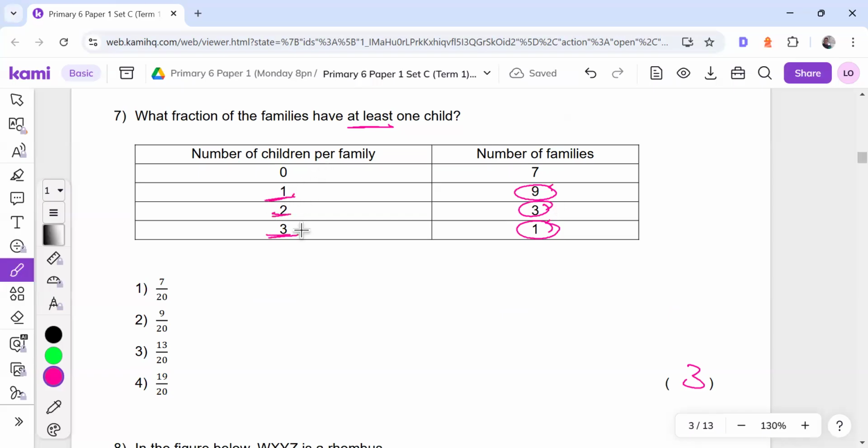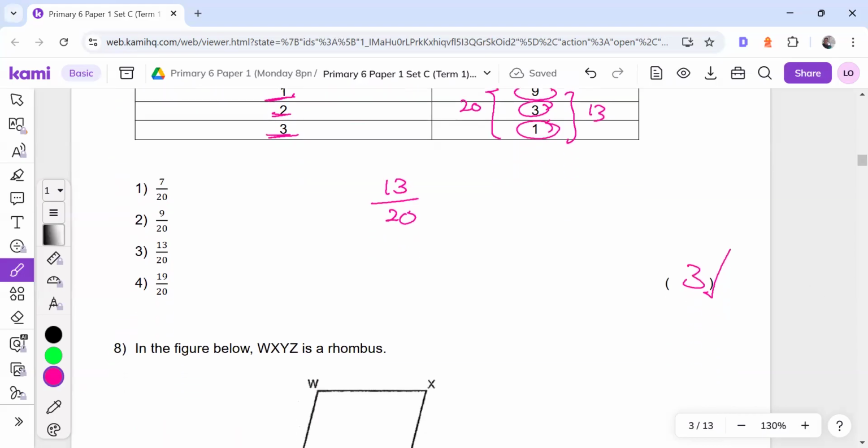Okay, at least 1. So what fraction of the families? So you have to find the total families. So you add them together, I think you get 20. So what fraction of the families have at least 1 child? So there will be 13 families who have at least 1 child. So 13 over 20. Answer number 3. Okay, so you must understand what "at least" means. Very important. Simple concept. Okay, question number 8.